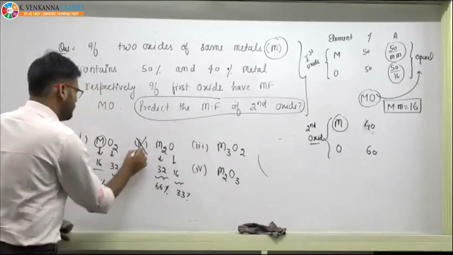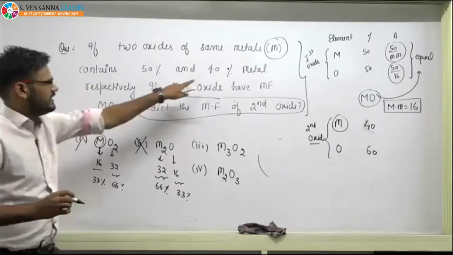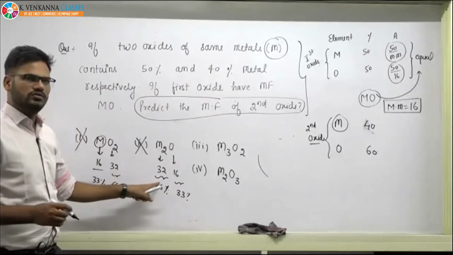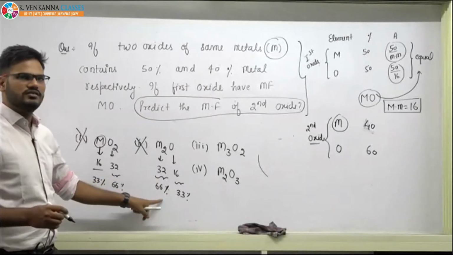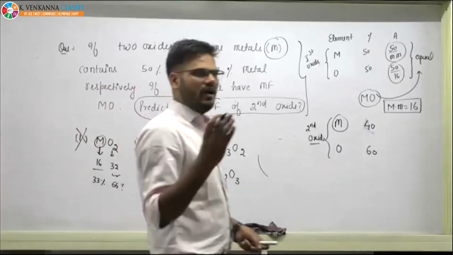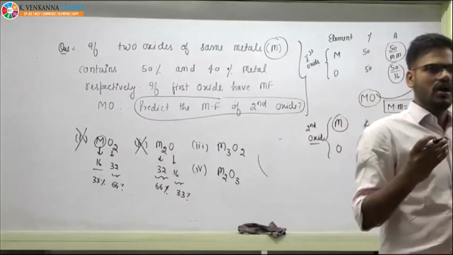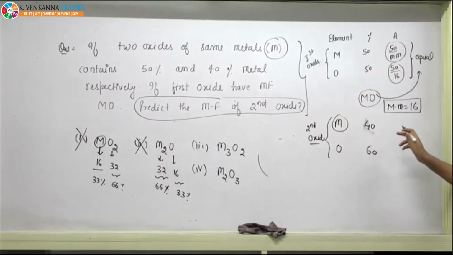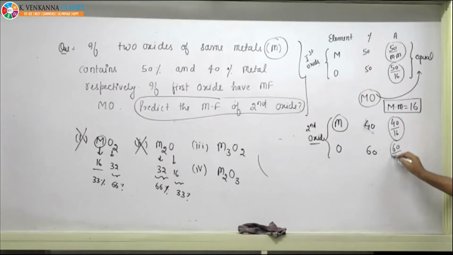So both cannot be your correct answer, because it is given as 40%, not 16 or 32, or 33 or 66, right? At least practice how to use back calculation. So let's do it. The atoms will be 40 upon 16. Here it will be 60 upon 16, because both of them have the same mass. We have calculated the mass for M of the metal.